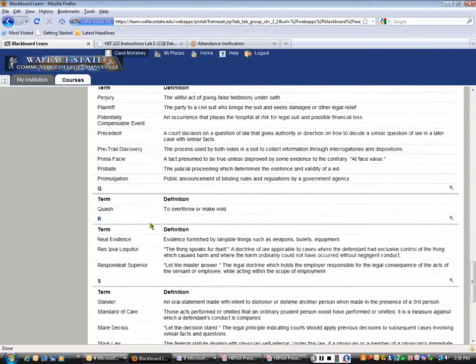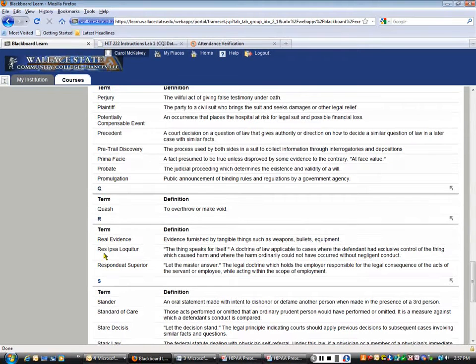Real evidence is evidence furnished by tangible things such as weapons, bullets, equipment. So something that is tangible or can be seen or touched or held is determined to be real evidence. So in a court case, if someone had used a weapon, such as a gun, and it is put in as evidence, that's determined to be real evidence. We can hold that gun in the hand and say this is the gun. That's real evidence.